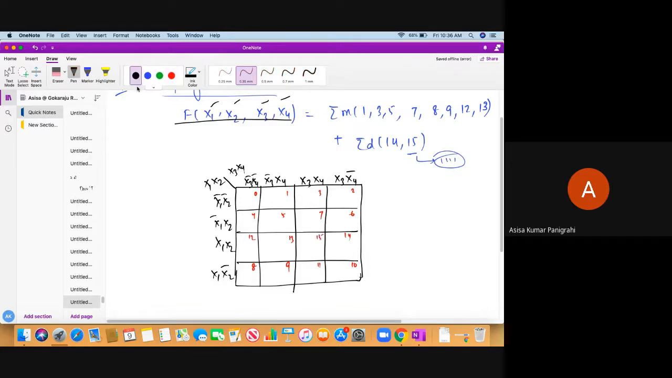Now wherever the minterms are present, I will put 1. So 1 is present, 3 is present, then 5, 7, 8, 9, 12, 13. And 14 and 15 are my don't cares. At other places, put zeros if you want. If you don't want to, keep them as they are; obviously those will be 0.